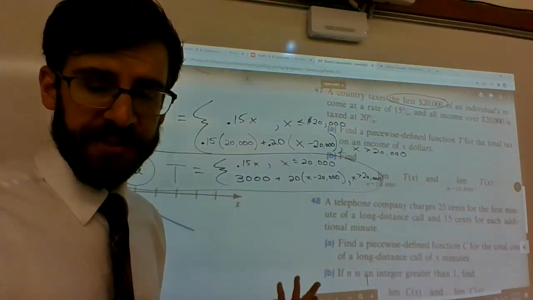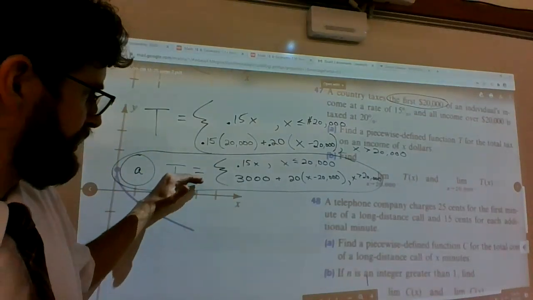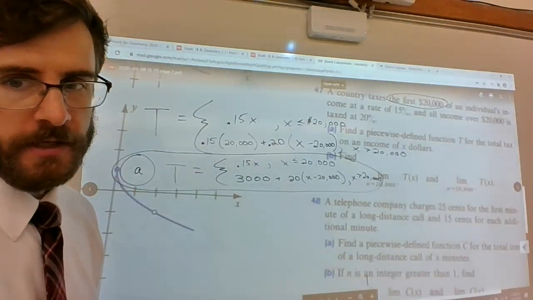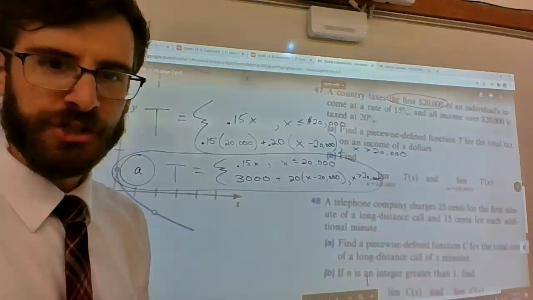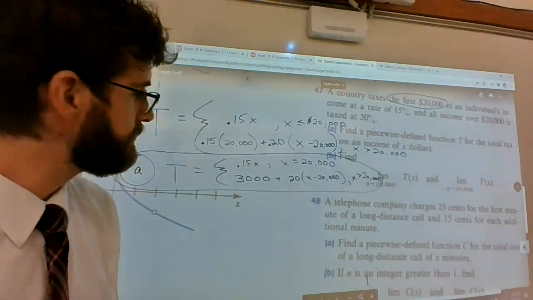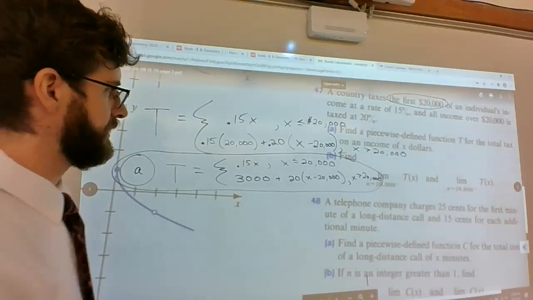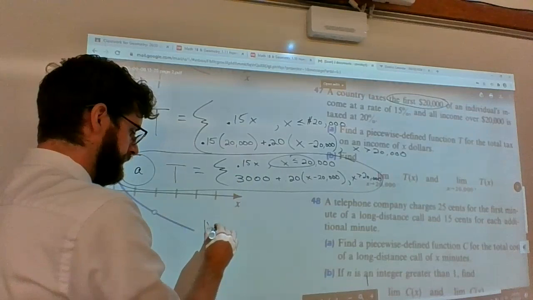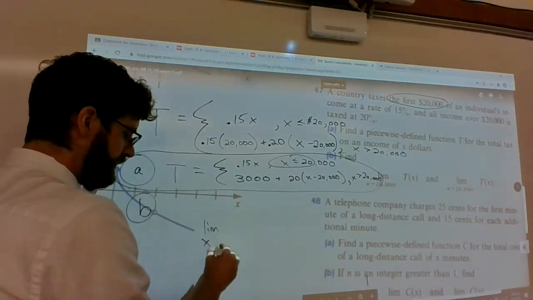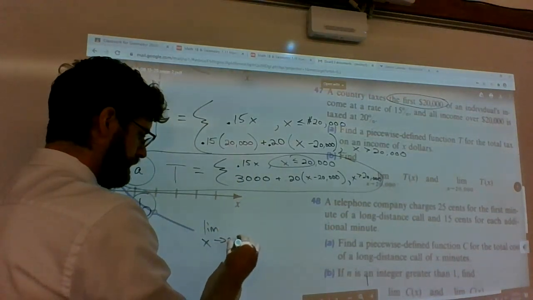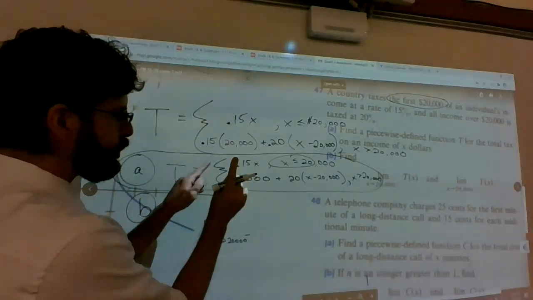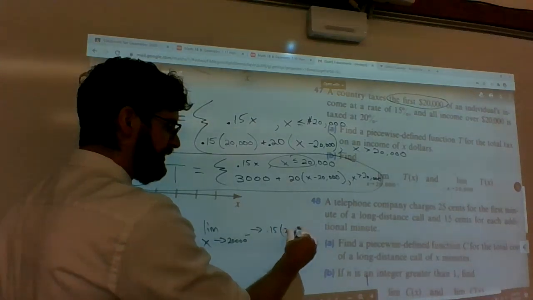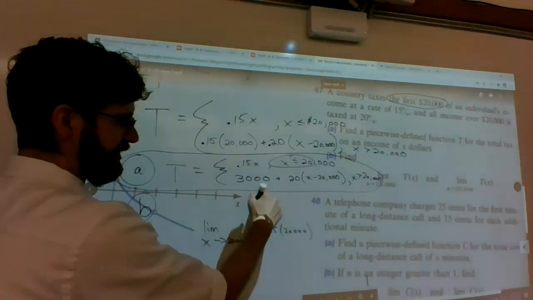All right, part B basically just says, find the limit as x approaches 20,000 from both the left and the right. And at this point, it's like, oh, he gave us the shortcut. I don't have to graph that whole thing. This would be the left. So here's part B. Use the 0.15, which we already know, 15% of 20,000, we computed earlier. It's 3,000.